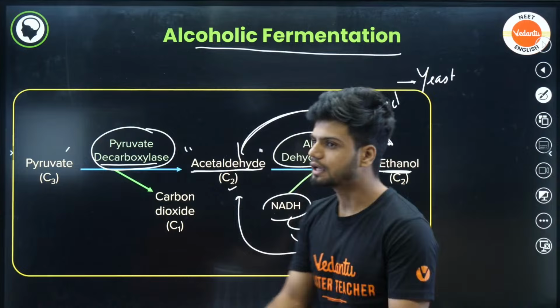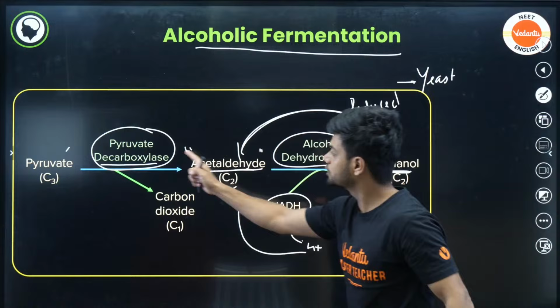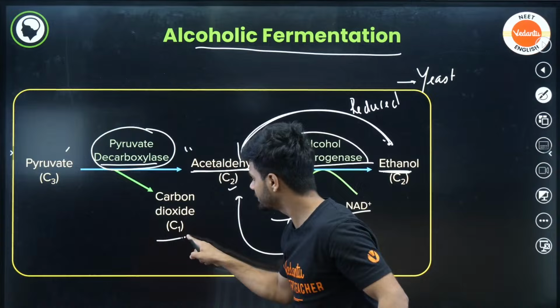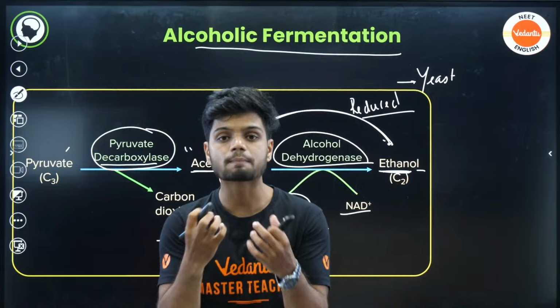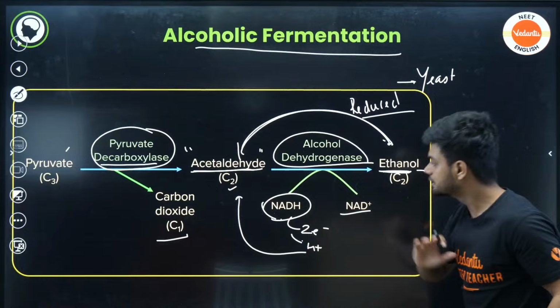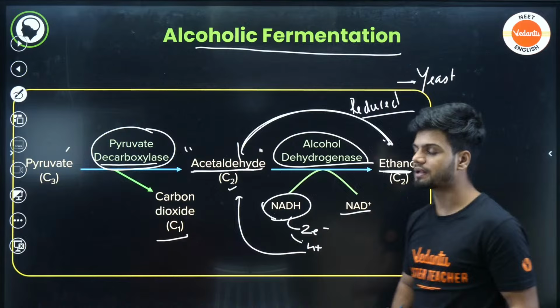Remember, in the case of alcoholic fermentation, there are two enzymes involved. That is pyruvate decarboxylase: pyruvate will lose carbon dioxide and get converted to acetaldehyde. Acetaldehyde gets reduced to ethanol. How is it getting reduced? It is getting reduced by absorbing the electrons. Where are the electrons coming from? From your NADH. NADH is giving the electrons, and it is converted to NAD+.